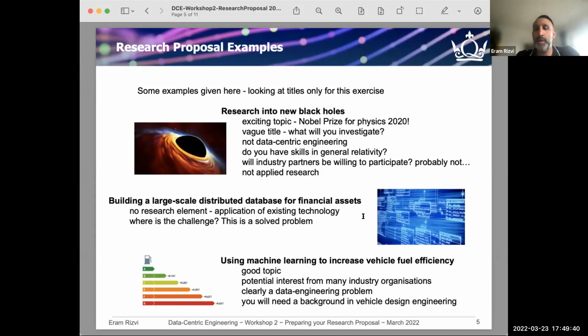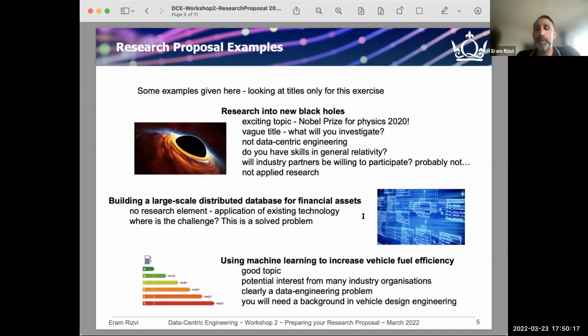What exactly are you going to investigate, right? So research into new black holes doesn't really tell us what you're actually going to do. It doesn't sound to me like data-centric engineering. It sounds like a lot of perhaps theoretical physics, but it doesn't sound like data-centric engineering, at least from the title. Do you have the necessary skills in general relativity? So this is the theoretical framework by which we want to understand black holes. Do you have a background in general relativity? You may well do, but then please write about it.